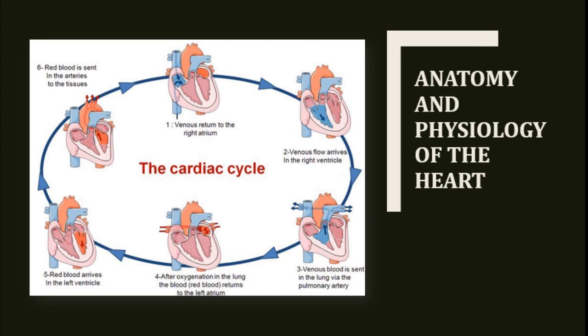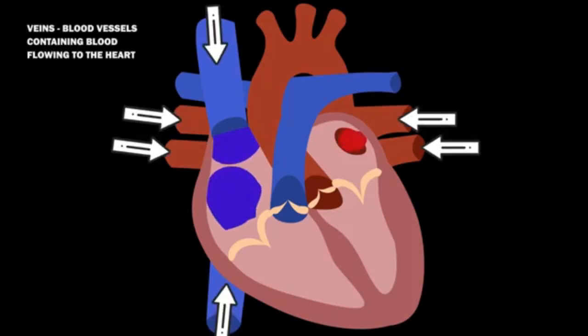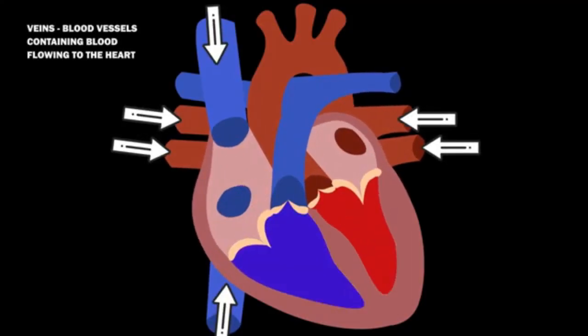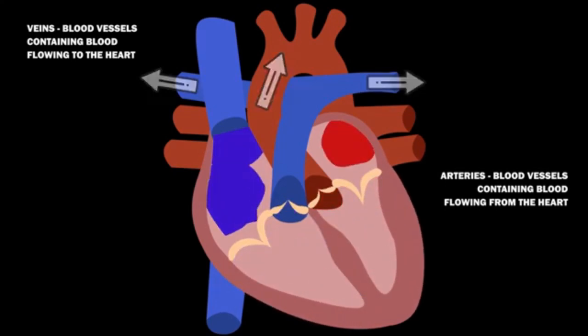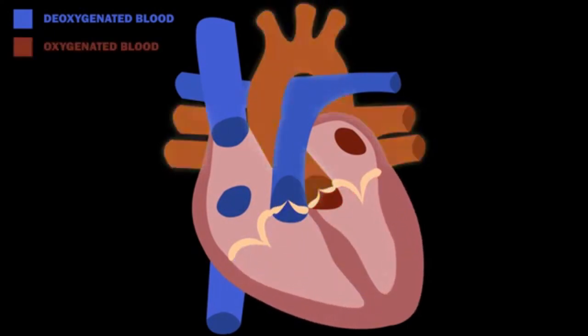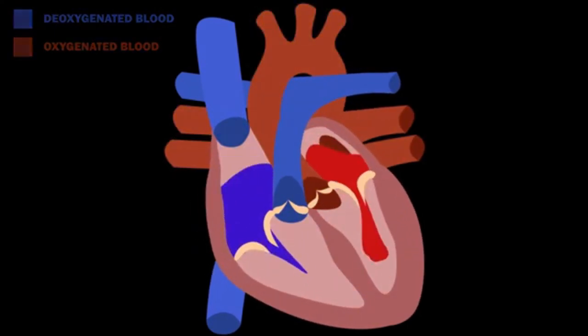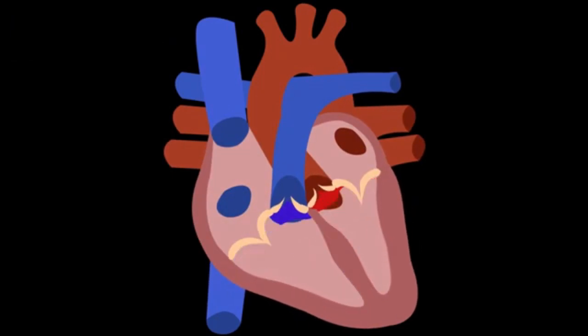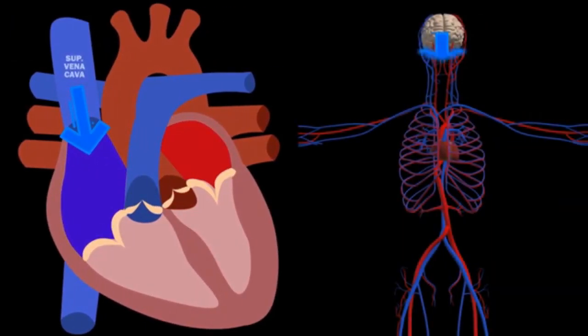Now, let's discuss the anatomy and physiology of the heart. Veins are blood vessels containing blood flowing to the heart, while arteries have blood flowing from the heart. The blue is a representative of blood vessels containing the deoxygenated blood, while the red blood vessels have oxygenated blood fresh from the lungs. The superior vena cava receives blood from the head, neck, upper limbs, and chest. Meanwhile, the inferior vena cava receives blood from the trunk, the viscera, and lower limbs. Both superior and inferior vena cava end up in the right atrium, one of the four chambers of the heart.